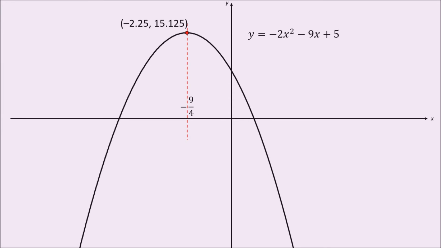I decided to change it to decimal numbers, easier to work with, and so if you plug that negative 2.25 in for x in that equation, you should end up with 15.125 for the y value. So there's the vertex. Simple idea?